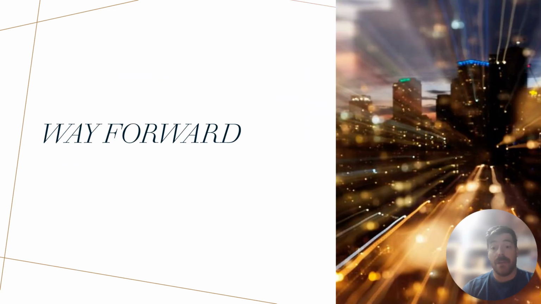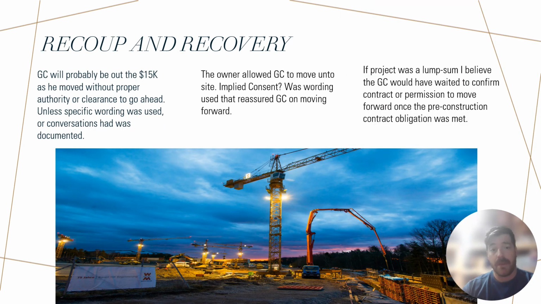Possible ways forward. Recoup and recovery. So the GC will probably be out of the 15K as he moved without proper authority clearance to go ahead, unless specific wording was used or the conversation was documented. Now that's key, right? So we're always talking about using a construction diary and all this stuff, and there should be documentation from throughout the pre-construction process.